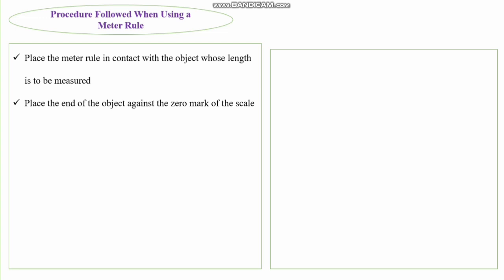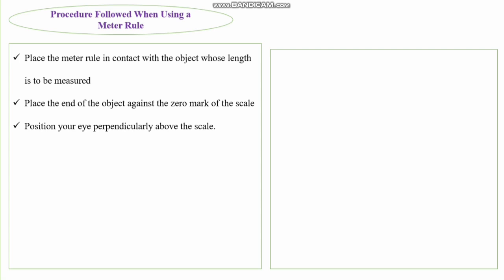The next procedure is to place the end of the object against the 0 mark of the scale. So if you look at your meter rule, there is a starting point from the 0 to 1 centimeter. So at the 0 point is where you place the beginning of the object for you to get the accurate reading. The third one is to position your eye perpendicularly above the scale.